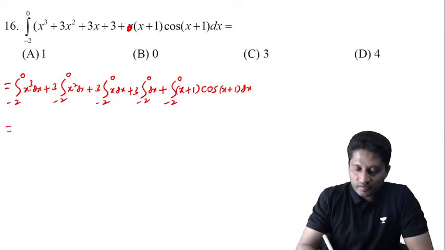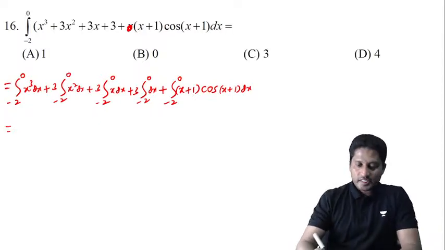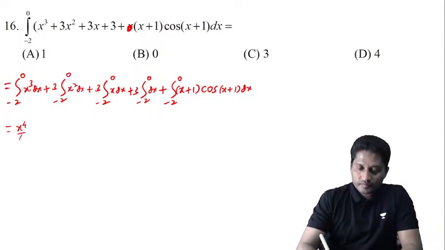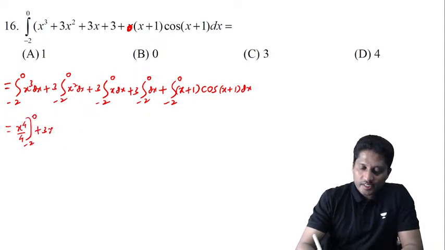Now the integration of x cube is x power 4 by 4 between the limits minus 2 to 0. Integration of x square is x cube by 3 between the limits minus 2 to 0. Integration of x is x square by 2.